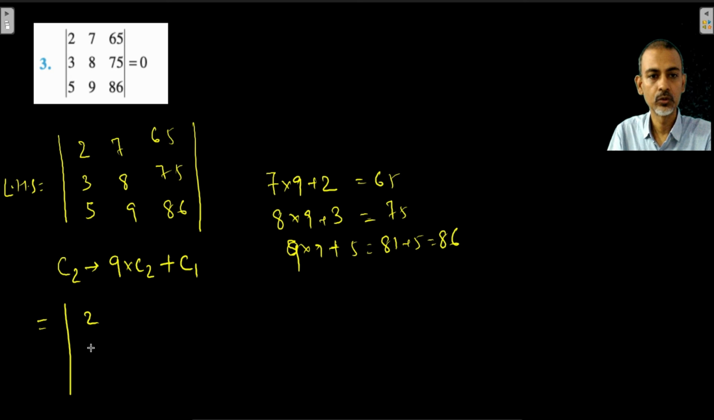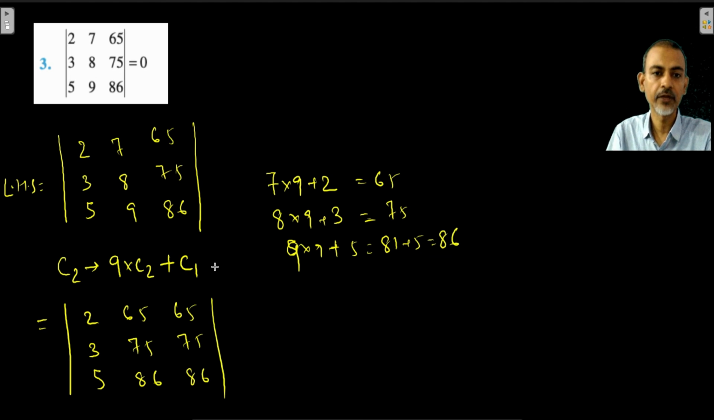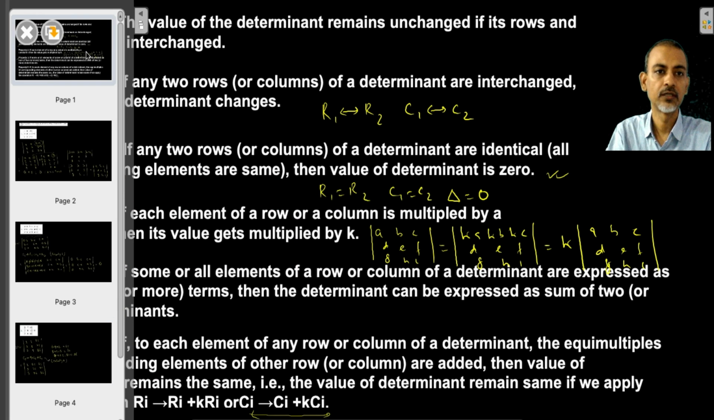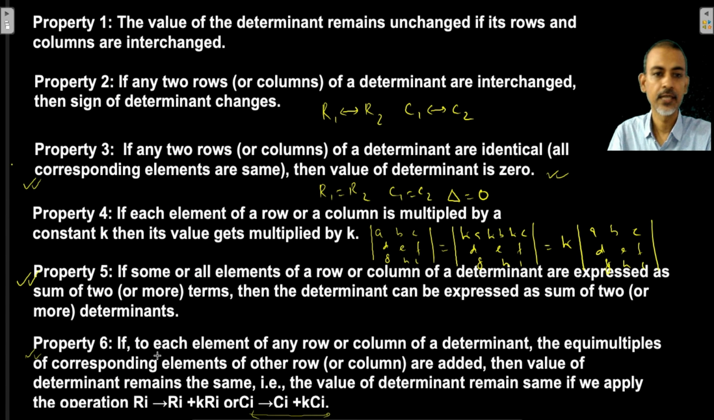That will become 2, 3, 5, and then this will become, as we did, 65, 75, 86, and 65, 75, 86. So which property have we made use of here? We have made use of property 6 of this one. So what is the property here? It says again the same thing.